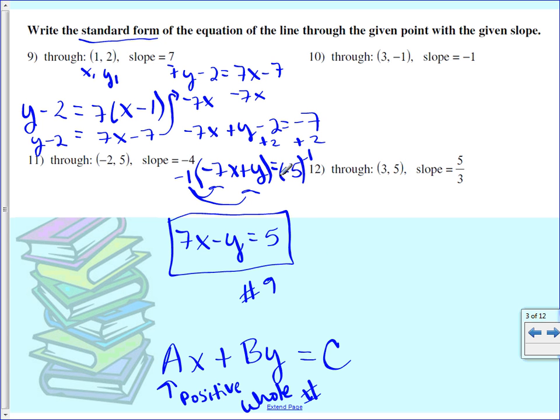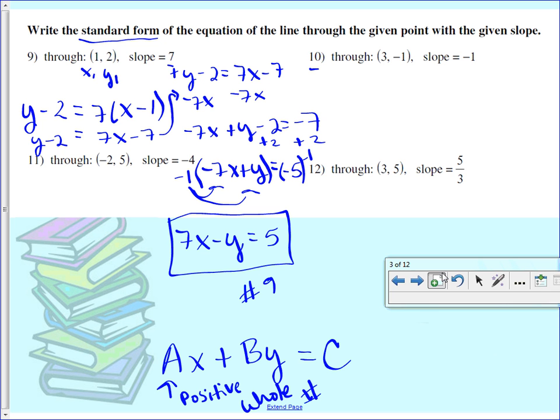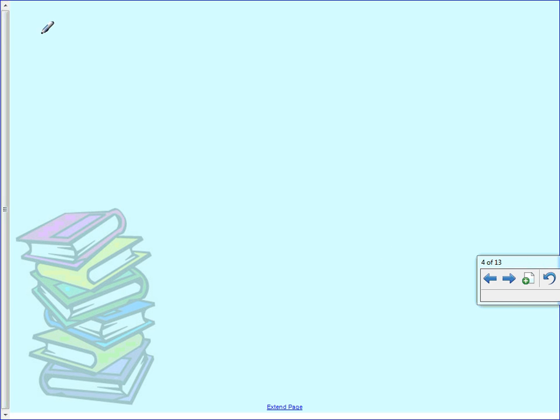Okay. I'm going to do 2 more of these, and I think I'm going to have to insert another page because there's a lot of work that's involved. All right, let's do 10 and 11. Let me insert a page here. All right, number 10. What are the points?